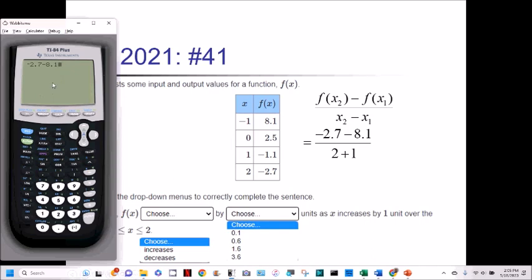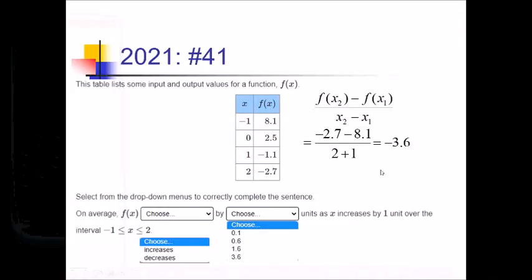Let me go ahead and do this on the calculator. So first, let me do my numerator. Negative 2.7 minus 8.1 comes out to negative 10.8. And then I'm going to turn around and divide that by 2 plus 1, which is 3. And that comes out to negative 3.6. So I see 3.6 in this drop-down menu, which means I'm going to be picking that. But I also have to decide if my function is increasing or decreasing. Since we have a negative rate of change, that means that my function values are going down, and you can see that just by looking at the table. So I'm going to say that we are decreasing by about 3.6 units per 1 unit.